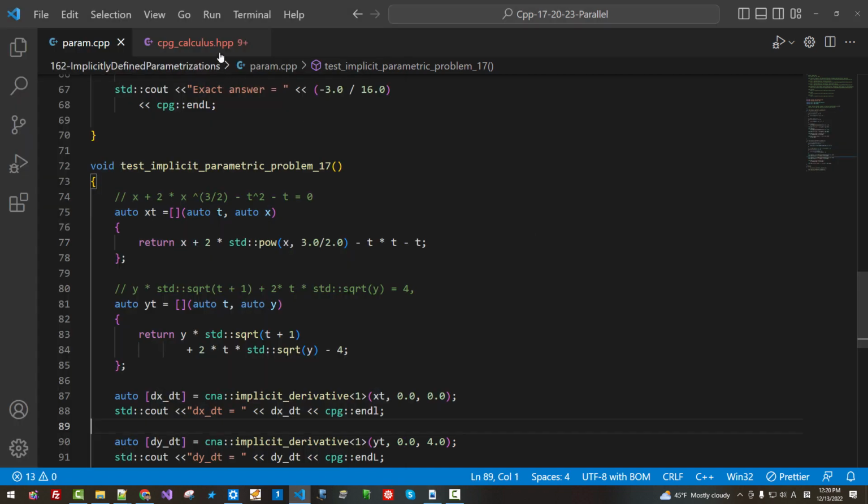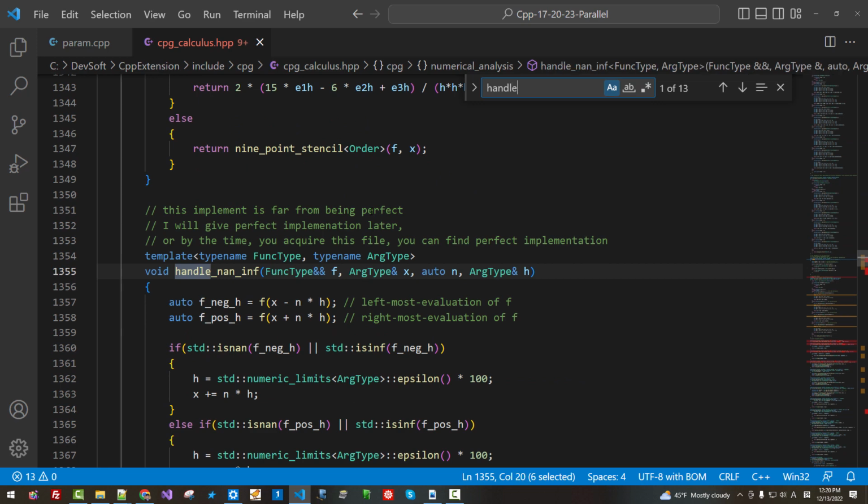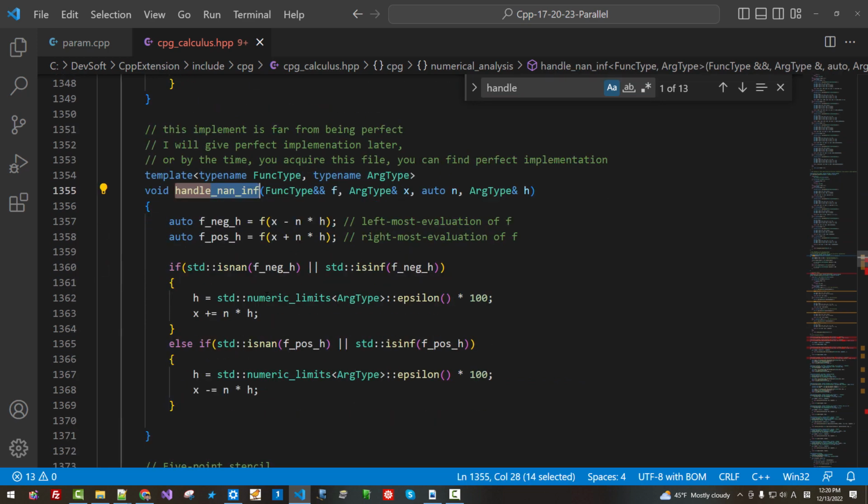Please understand, as I said, this handle non-infinity function is not yet perfect, but I want to show you how to fix the error. I will make it perfect by the time you get the source code of this file.